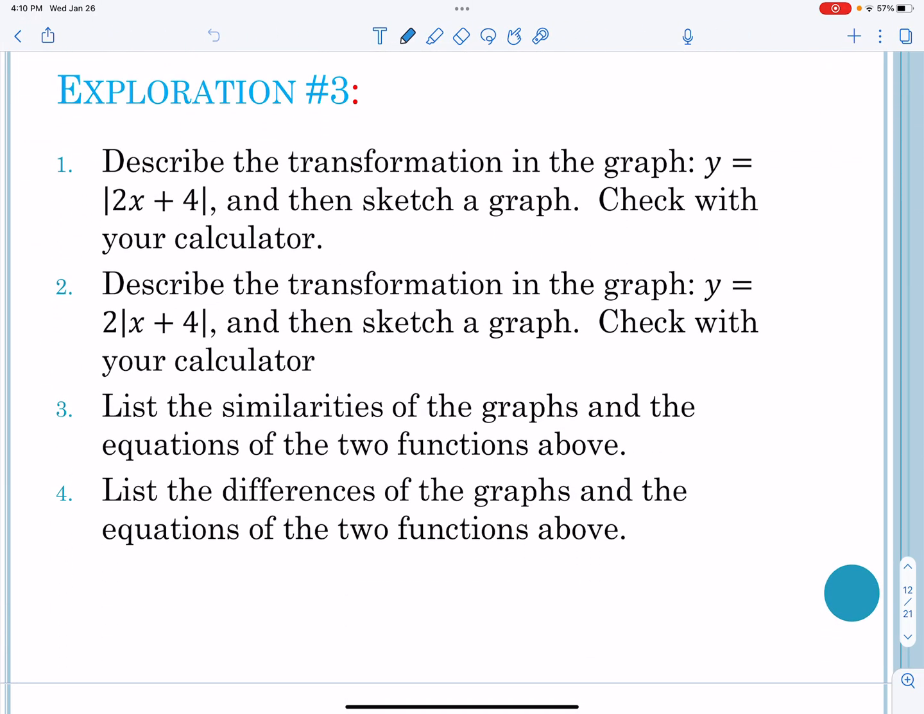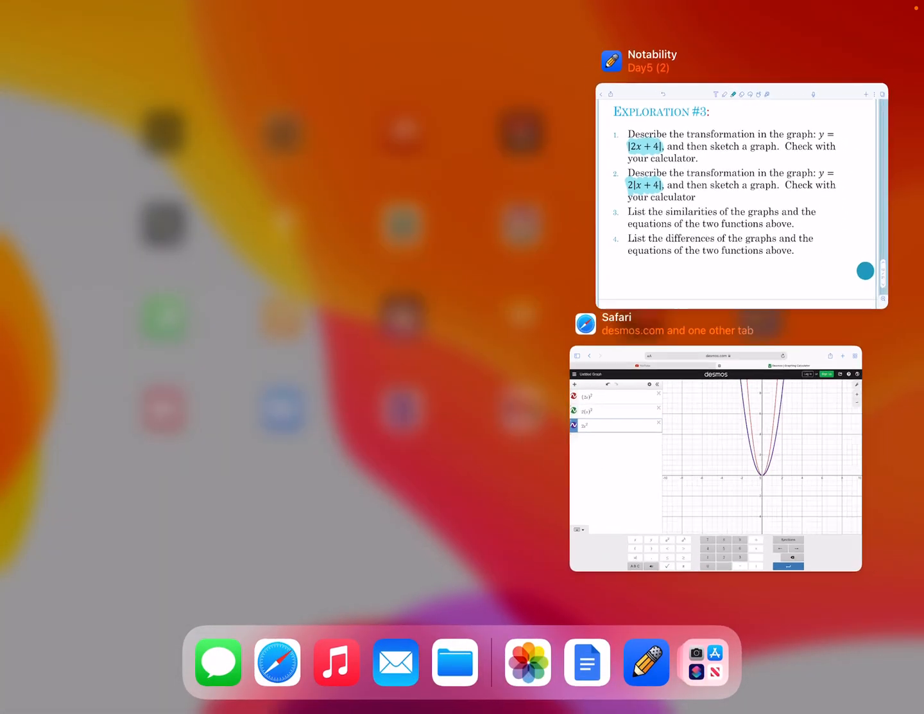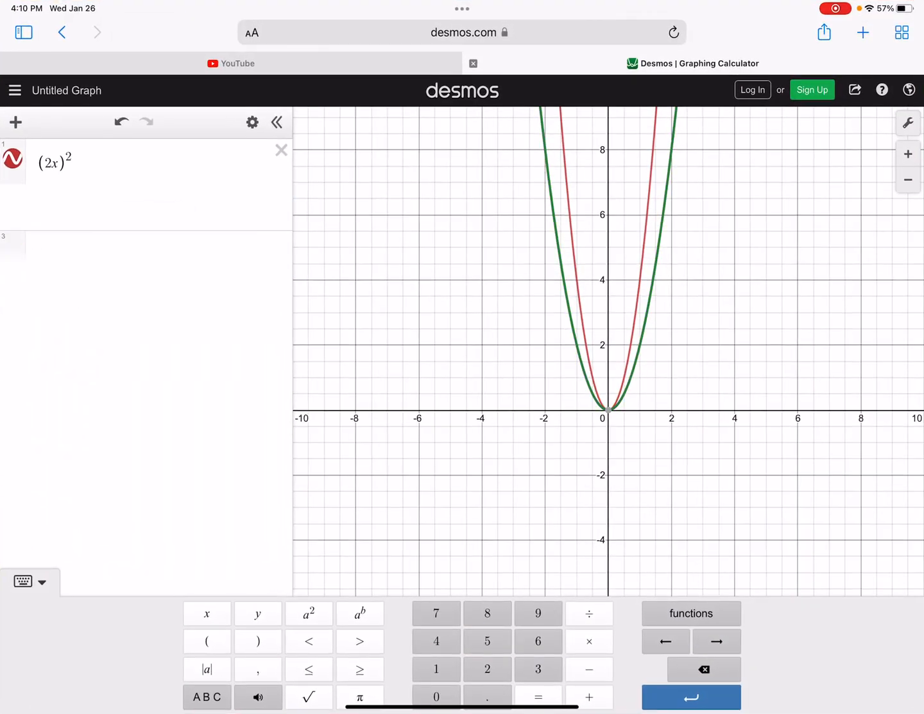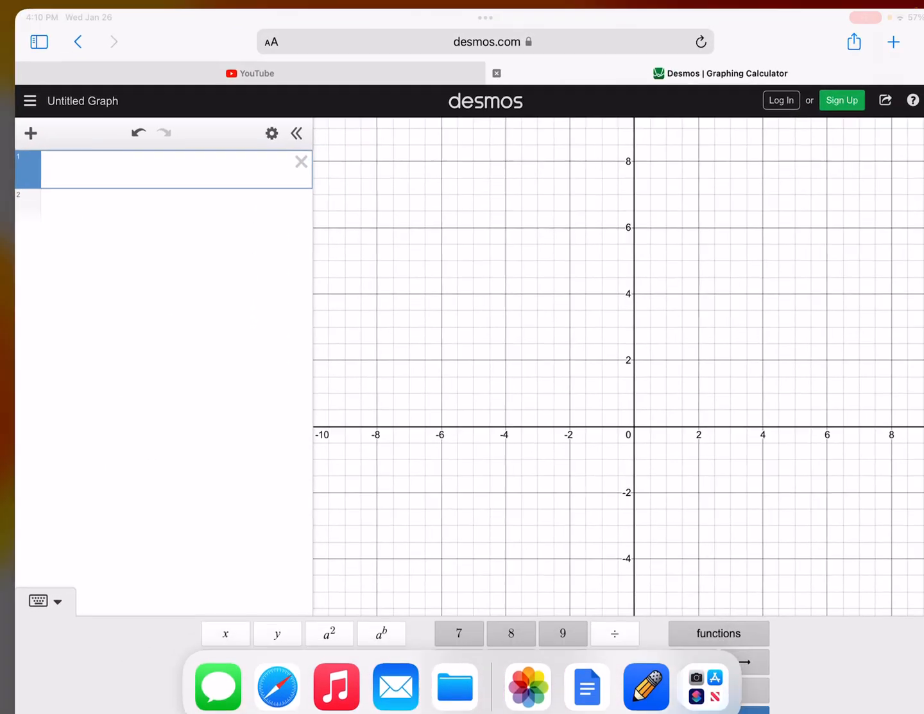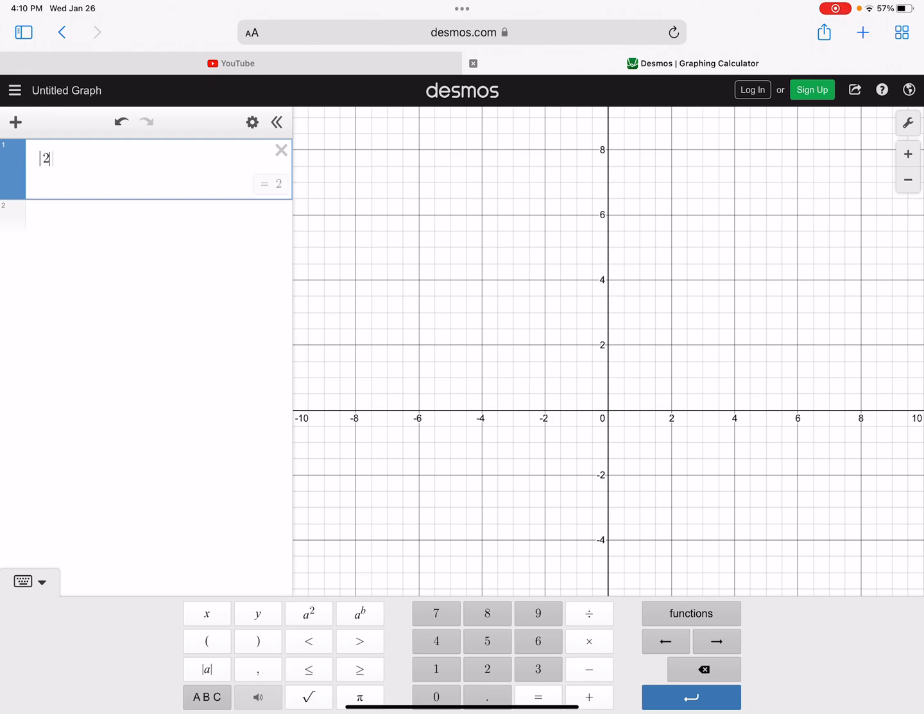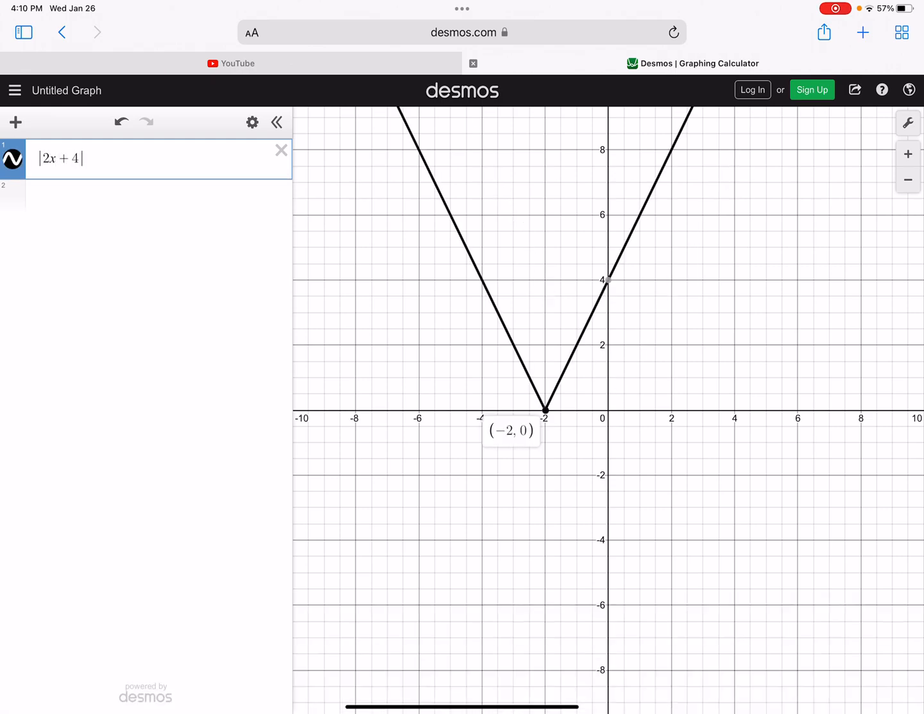Okay, so on this one, let's take a look at this. Now we're putting a translation in there. Because I said it doesn't matter if you put it inside or outside, I want to show you something really quick. The first one was absolute value of 2x plus 4. I thought that if it was a plus 4, it was supposed to go left 4, but it didn't go left 4, it went left 2.